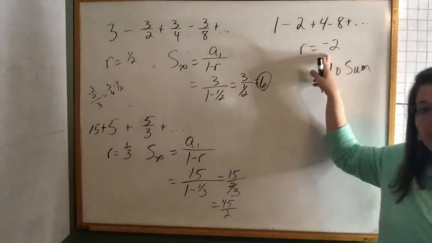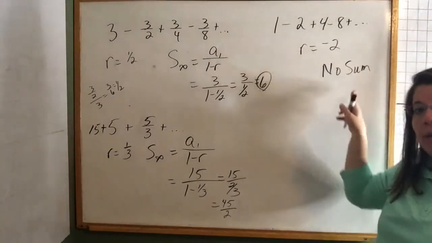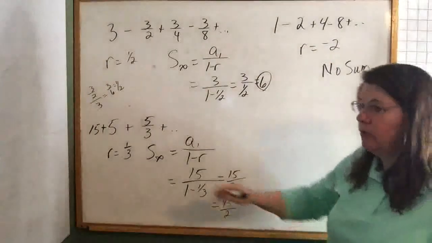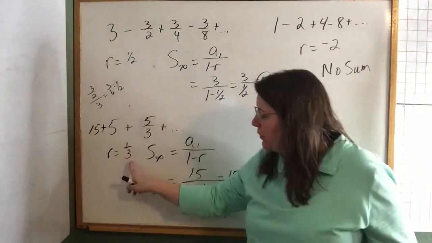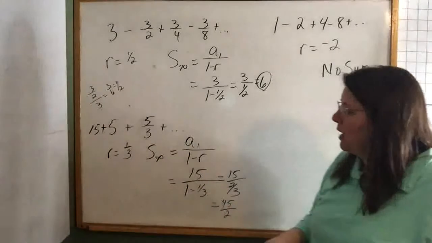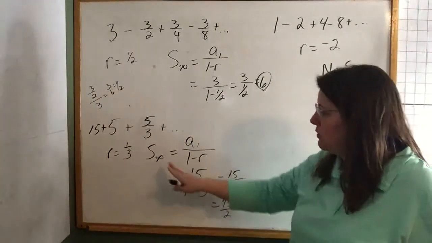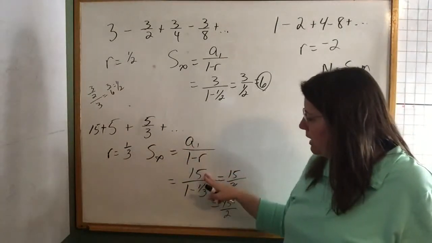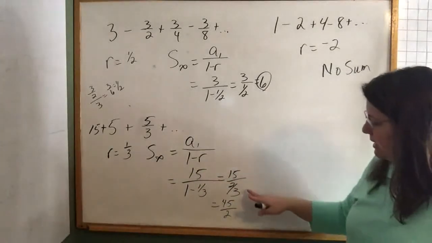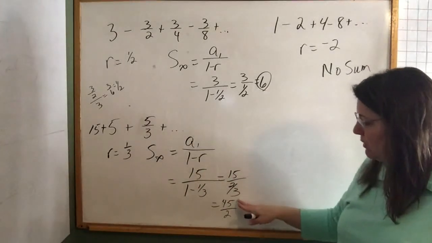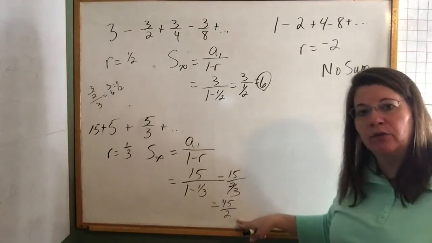Negative 2 does not have an absolute value that is less than 1, so that one has no sum. For this one, if you look at this, 5 divided by 15 is 1/3. 1/3 is between negative 1 and 1, so we can do this one. A sub 1 is 15. 1 minus 1/3 is 2/3, and 15 divided by 2/3 is 45/2 for our final sum.